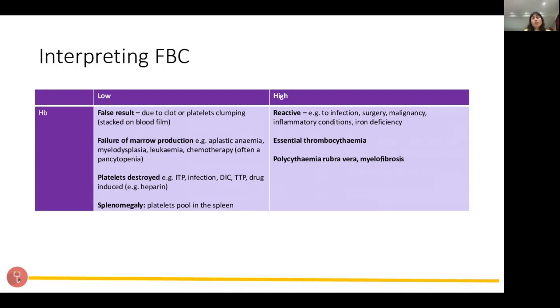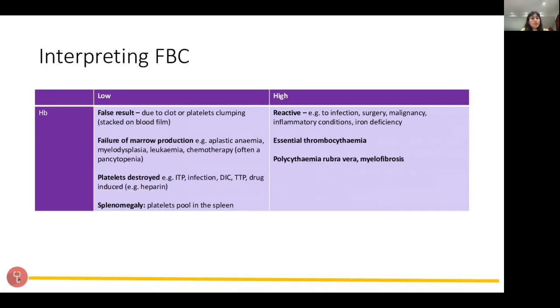So if we just start with causes of low platelets, sometimes it's just a false result. So if you get platelet clumping, then your platelets will appear low, and the way to differentiate that is you need to get a blood film. It's worth just Googling this if you've got a computer next to you, but on a blood film, you can see loads of platelets stacked on top of each other, and that tells you that you've got a falsely low platelet count.